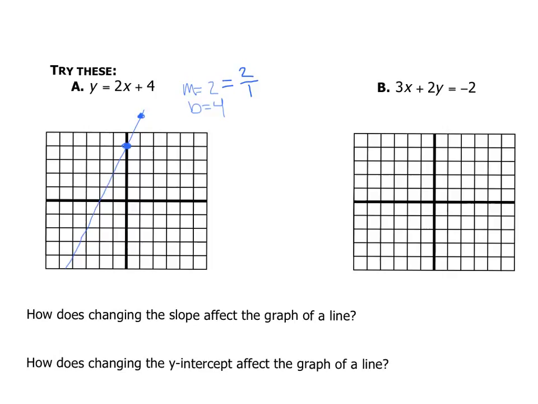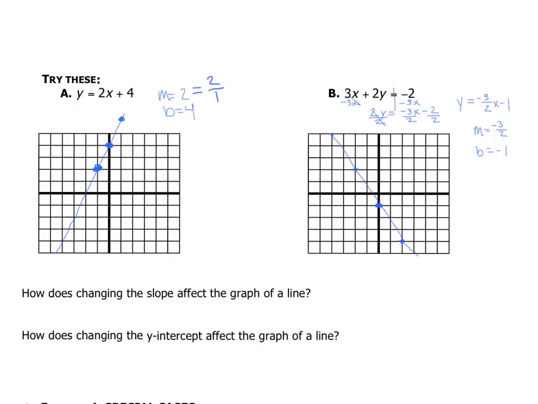Now, once you do that, and if you see it goes off the graph, one way you can go is backwards. So instead of going up 2 and right 1, you can go down 2 and left 1 and put a dot down here, and that way your graph doesn't go off. So that's A. Go ahead and pause the video, try B, and I'll show you the answer in a minute.